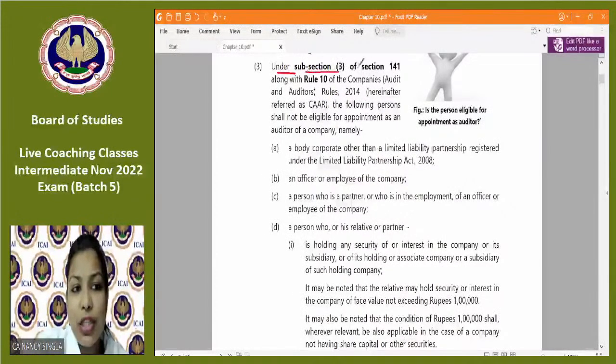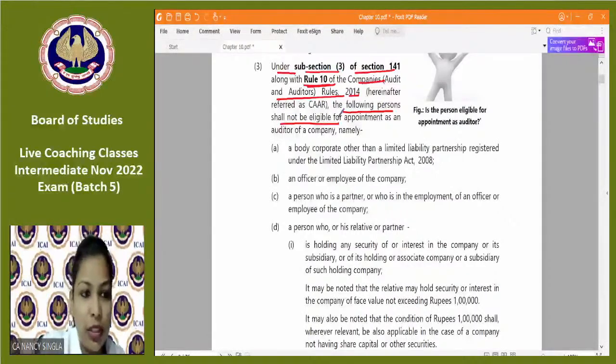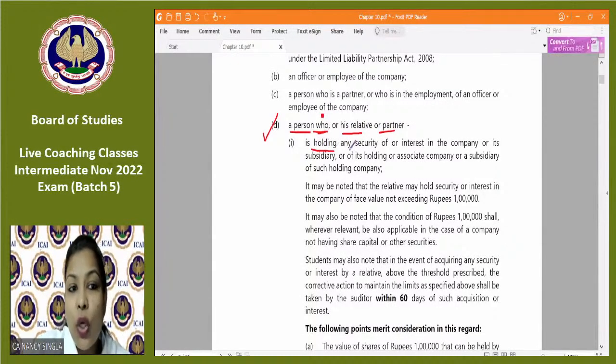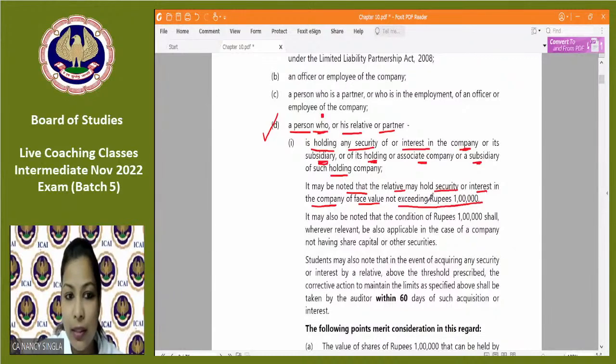So under subsection 3 of section 141, along with rule 10 of the Companies (Audit and Auditors) Rules 2014, the following person shall not be eligible. I'm just reading clause number D here. A person who, that is CA X, his relative or partner, is holding any security or interest in the company, its subsidiary, its holding, its associate, or a subsidiary of such holding. It may be noted that the relative may hold a security or interest in the company of face value not exceeding rupees 1 lakh. Clear?